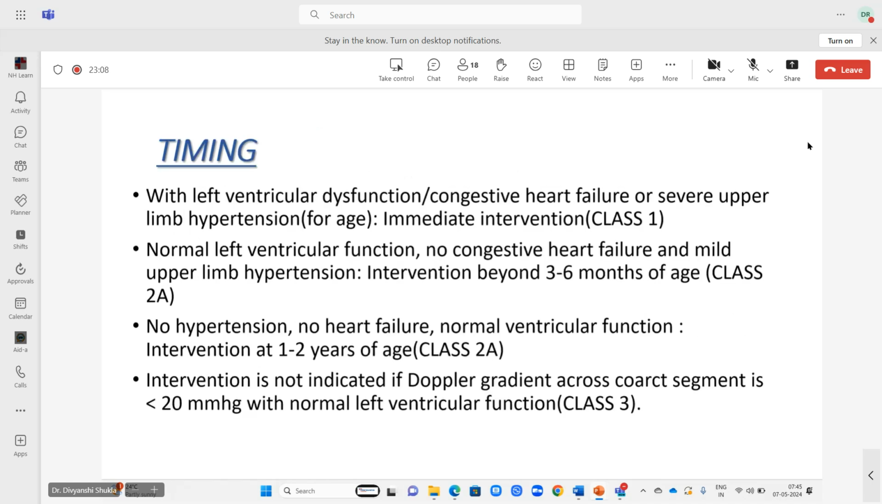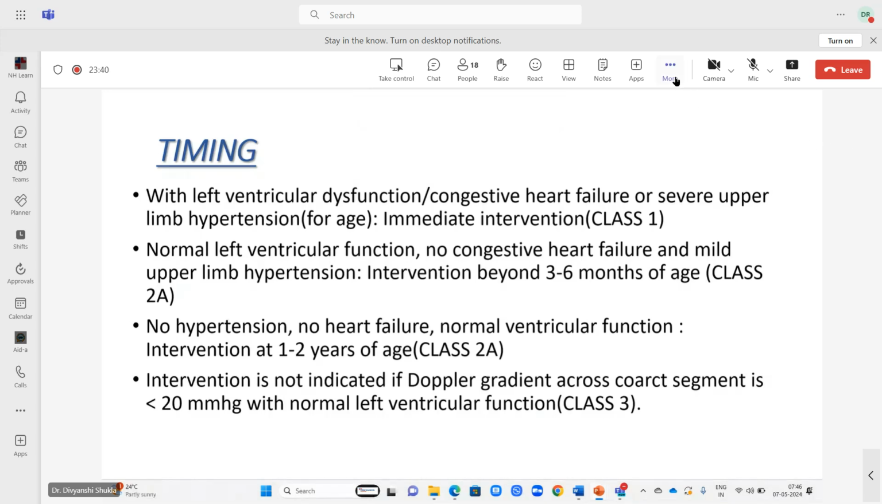Timing for the surgery. With left ventricular dysfunction, congestive heart failure, or severe upper limb hypertension for age, immediate intervention is required. Normal left ventricular function with no congestive heart failure and mild upper limb hypertension, intervention beyond 3 to 6 months of age. No hypertension, no heart failure, normal ventricular function, intervention at 1 to 2 years of age. Intervention is not indicated if the Doppler gradient across the coarctation segment is less than 20 mmHg with normal left ventricular function.